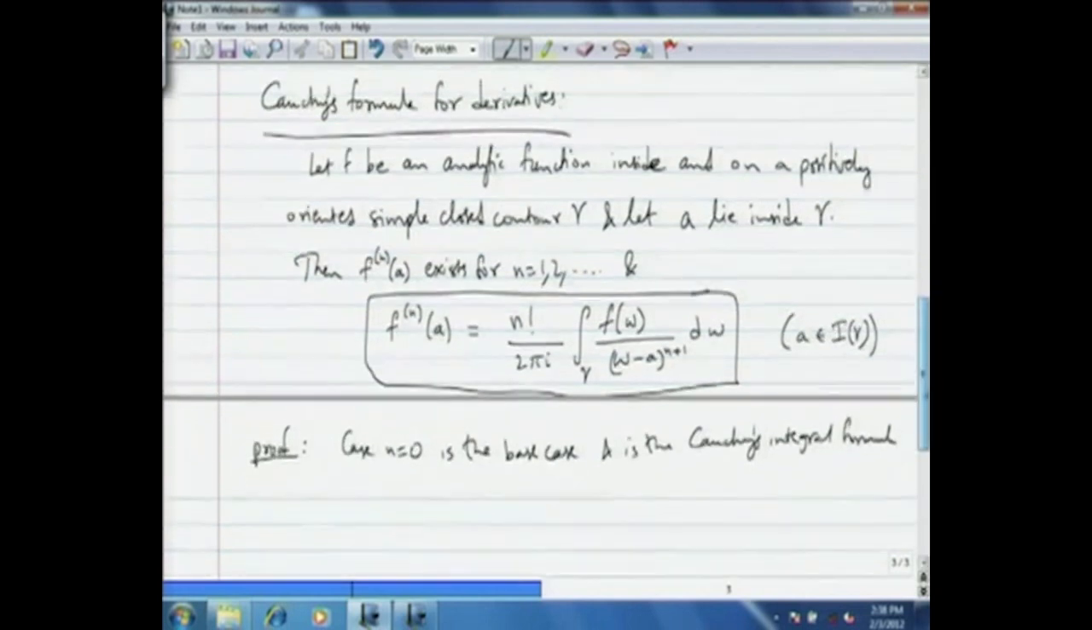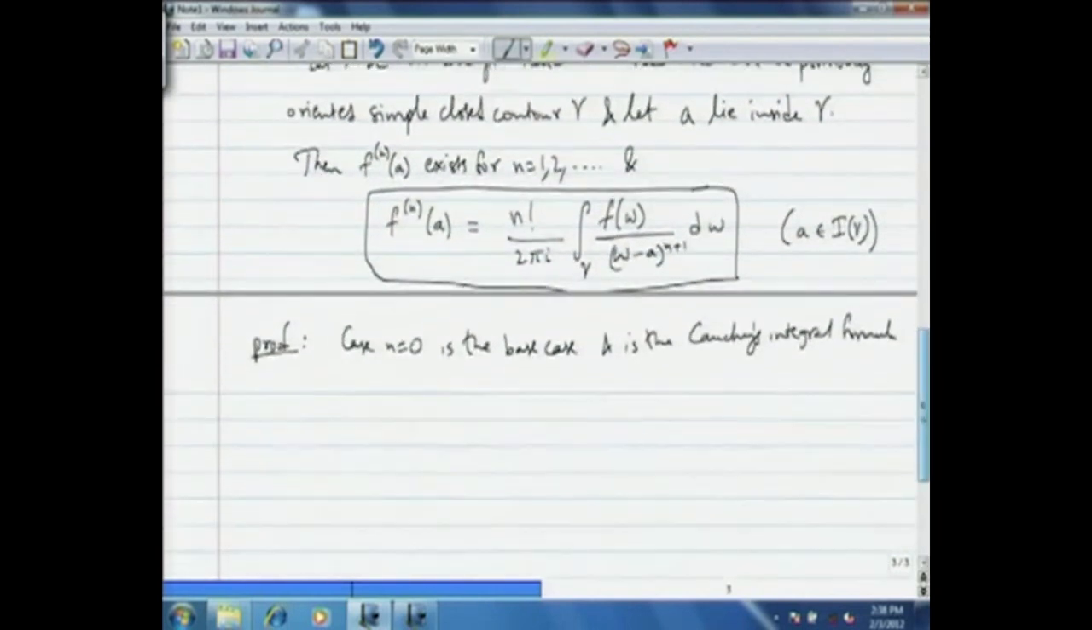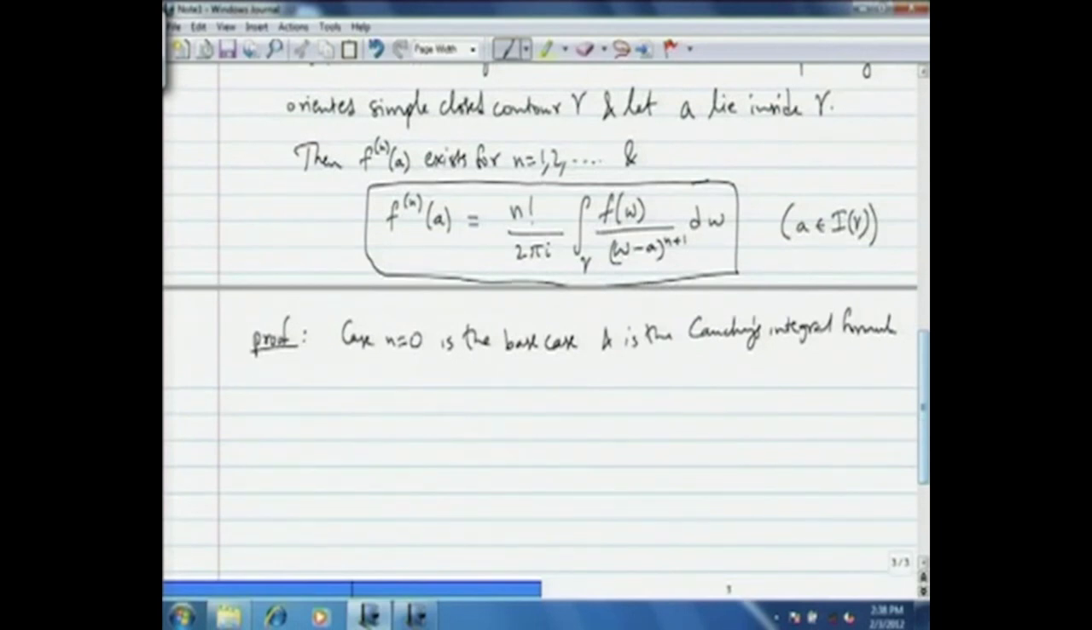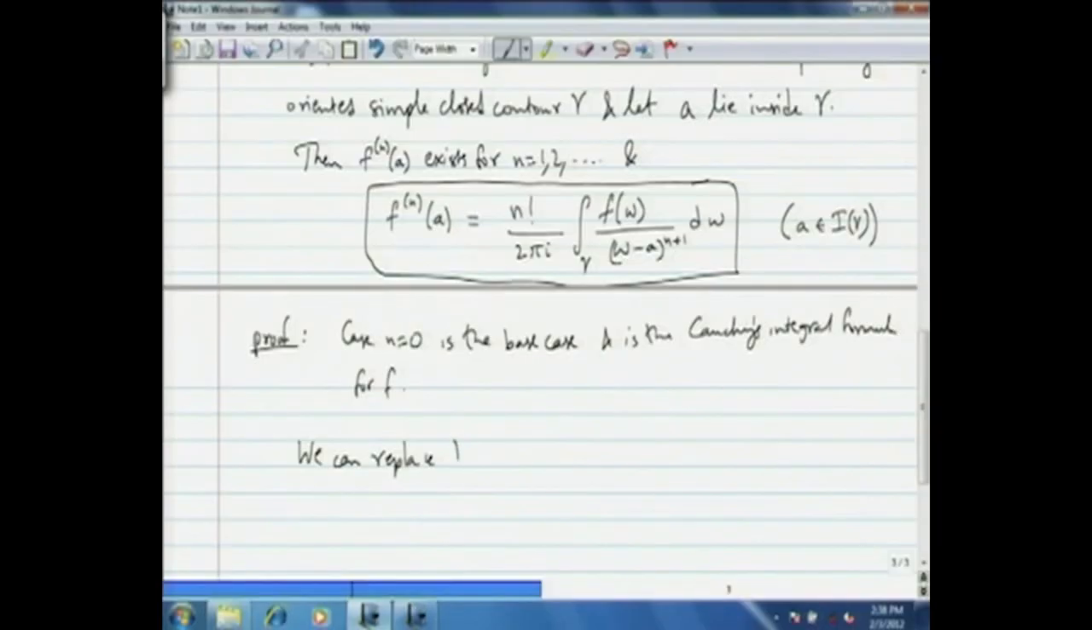Okay, so for n equals 0, we already have the proof via Cauchy's integral formula for f. Now we can, without loss of generality, like we discussed in the proofs of earlier theorems, replace gamma by gamma a to r, where by gamma a to r we mean a circle of radius 2r centered at a. We have done that in the previous theorem, so we will do that here as well.